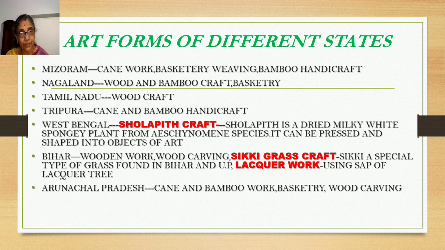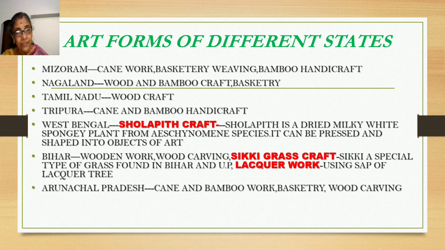Here Mizoram, cane work, basket tree weaving, bamboo handicraft. Nagaland, wood and bamboo craft and basket tree weaving. Tamil Nadu also wood craft, and Tripura, cane and bamboo handicraft. So here you have to connect it with the different subjects. Vegetation is related to geography, it is related to biology, that is botany, and what is the height of the tree, how its roots are grown, what about its leaves, all this is connected to mathematics, connected to botany, connected to different subjects.